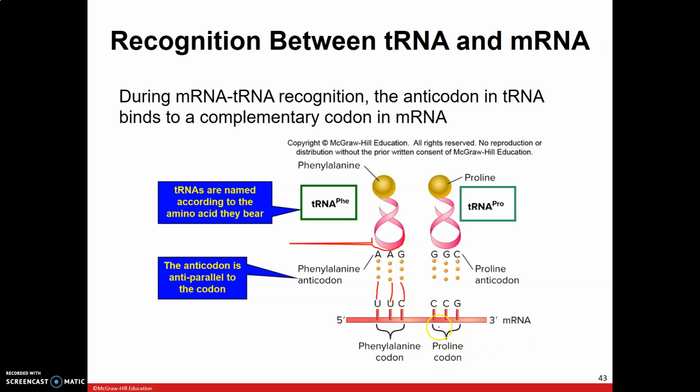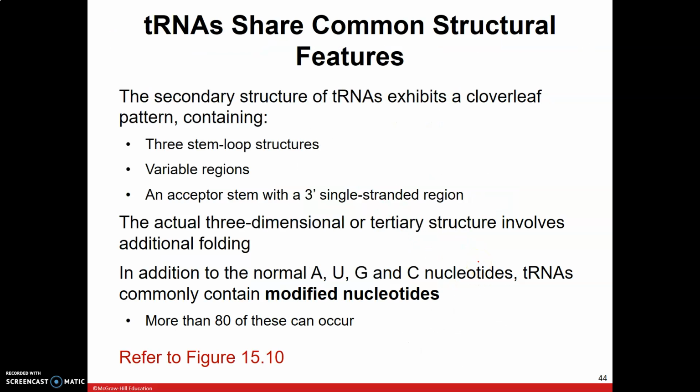Over here, the proline codon, CCG, is associated with, or is opposite of, the proline anticodon on the proline tRNA, which is GGC. Who reads all of this? The transfer RNA and the messenger RNA. That's going to be the ribosome. We'll get to that in a minute.